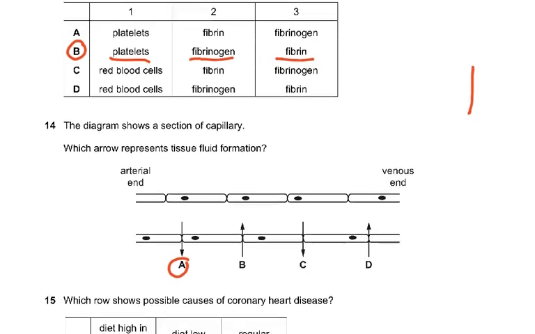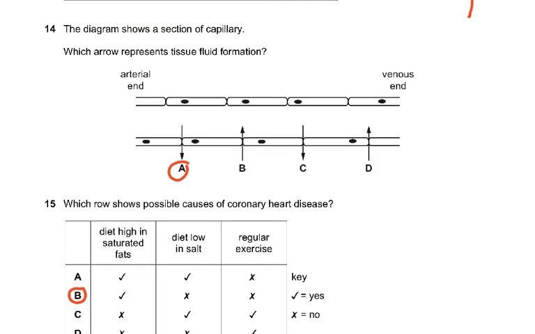Then coming on to question number 14, the diagram shows a section of a capillary. Which arrow represents tissue fluid formation? And they've given you some clues. They've said this is the arterial end and this is the venous end. You know, at the arterial end, the pressure is very high.